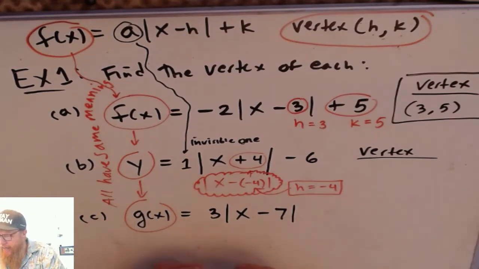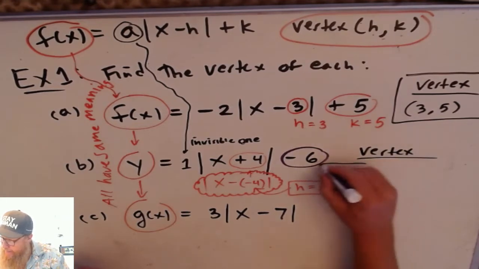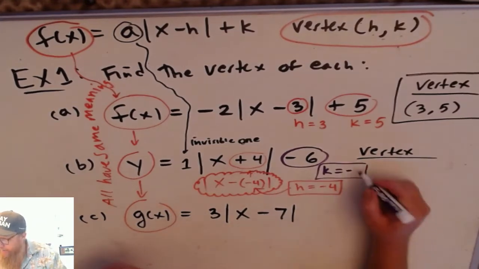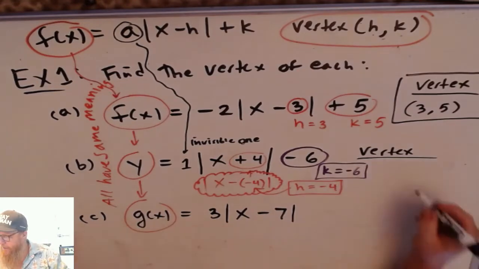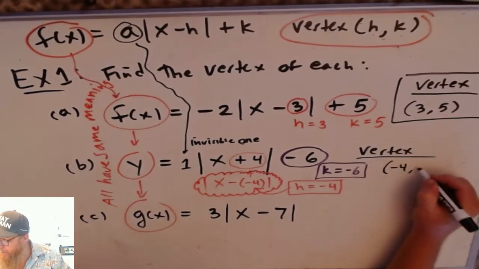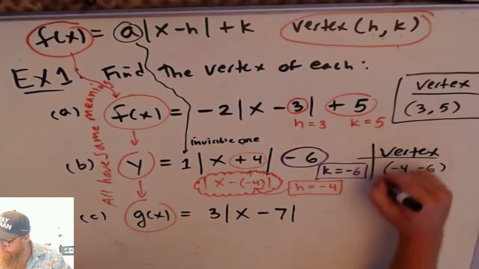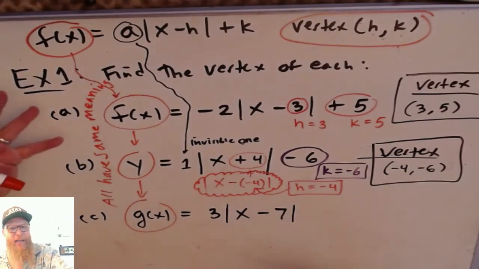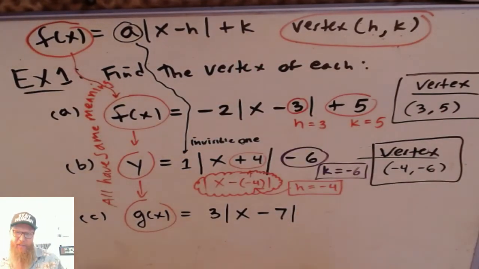And then k, there's no opposites for k. K is just whatever it is. So k is -6. I was looking up here and almost wrote 5. So the vertex would be -4, -6. When I actually get deeper into the lecture, I will just read the equation and bam, write down the vertex. So I'm only going to show these steps one time.